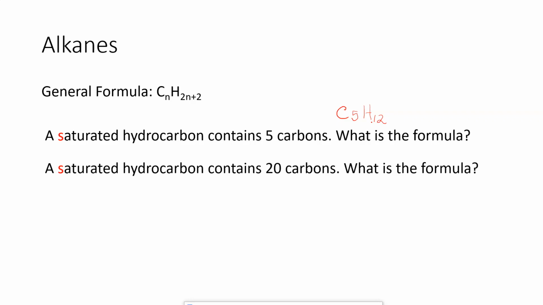What if my hydrocarbon contains 20 carbons? Well, this one is easy too, right? Because we have 20 carbons, and how many hydrogens? Well, if you thought 42, then you're right, because 2 times 20 is 40, plus 2 is 42, and that would be the molecular formula of the hydrocarbon or the alkane containing 20 carbons. Okay? All right.